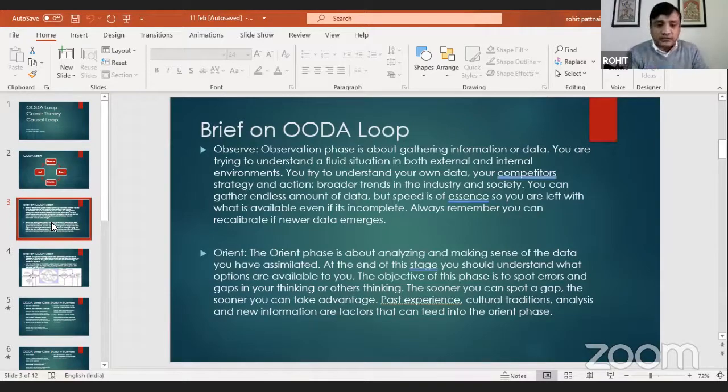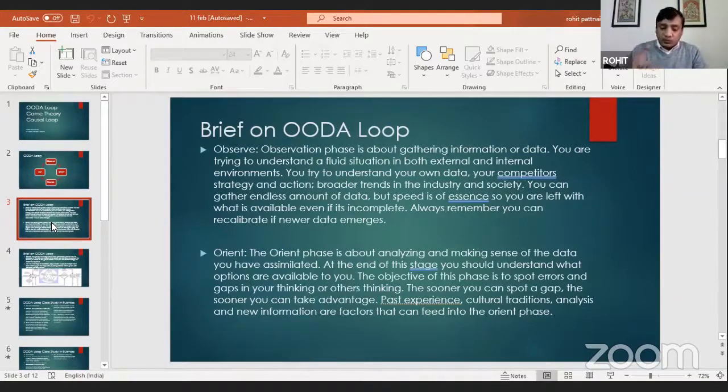Now, the orientation phase. The orientation phase is the most important phase in the OODA loop. This is the single phase that will decide the success or failure of the OODA loop, because it is interconnected to all the other phases. The orient phase is about analyzing and making sense of the data you've assimilated. At the end of this stage, you should understand what your options are. The objective is to spot errors and gaps in your thinking. The sooner you can spot a gap, the sooner you can take advantage.